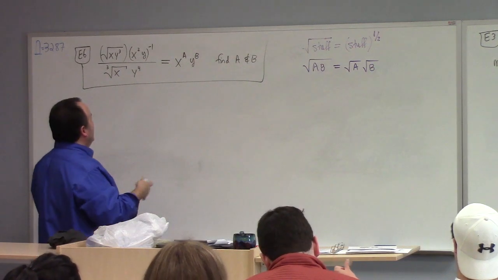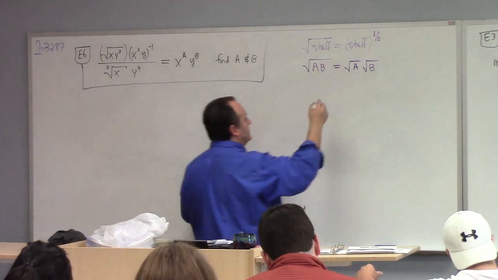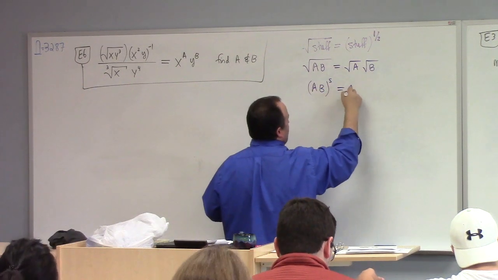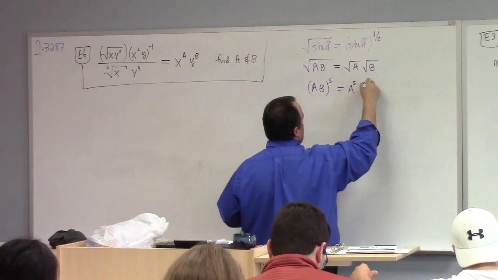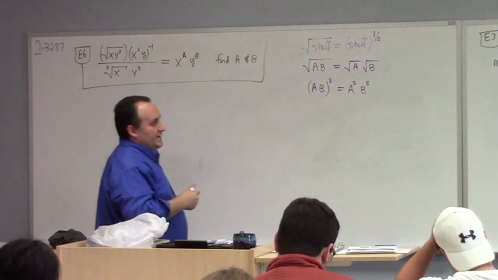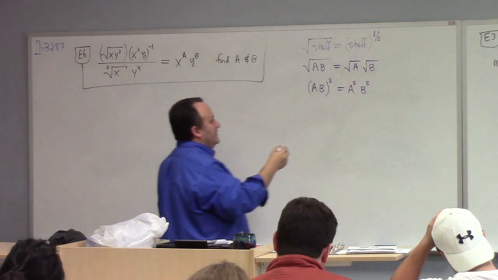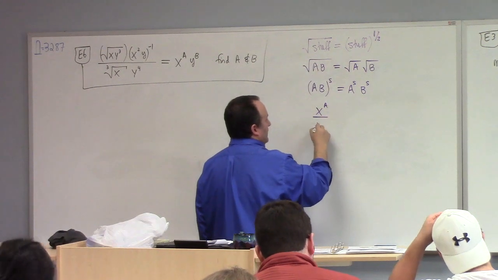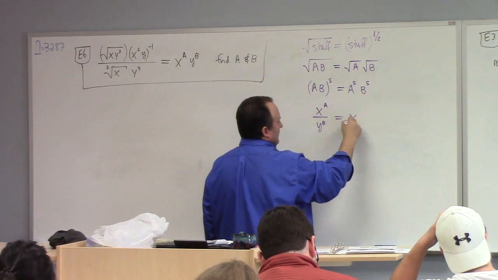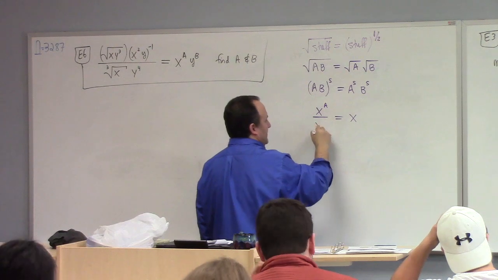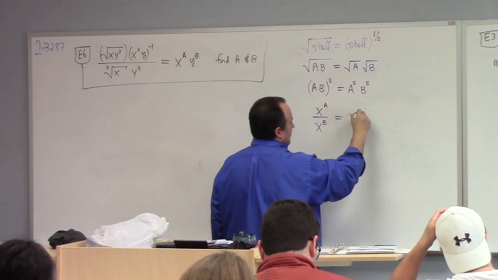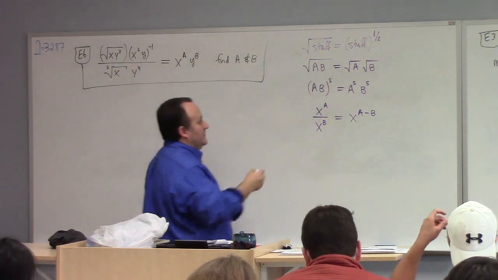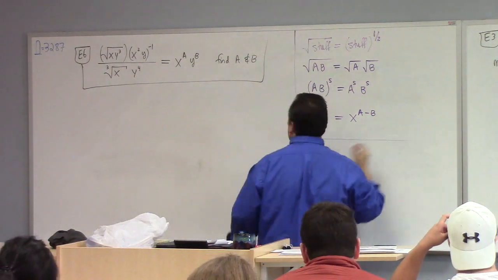Okay. What else can I tell you? If you have a times b to the power s, then that's a to the s, b to the s. All right. The other rules we talked about the other day is if I have x to the a over x to the b, let's say, oh my bad, I meant to put x to the b down there, that's x to the a minus b. Right? So these are some rules of exponents that we want to use here.